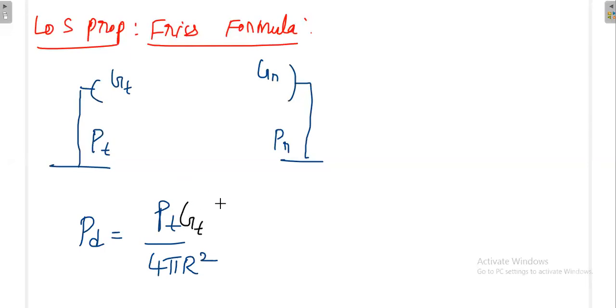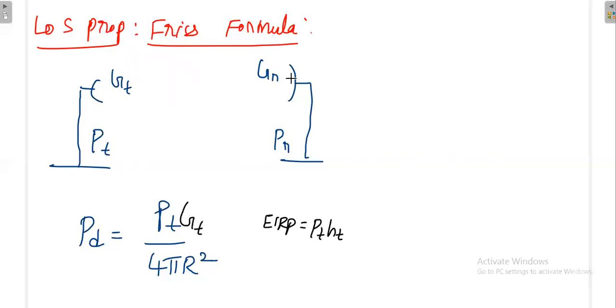Whenever you have an isotropic radiator, you will have some power density. If you use a practical antenna, then your power density will be multiplied by the factor of GT. So PT GT divided by 4 pi r square. This PT GT is also called the effective isotropically radiated power. This PT GT can also be written as EIRP, effective isotropically radiated power.